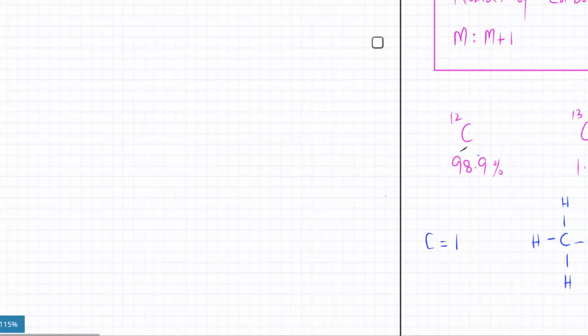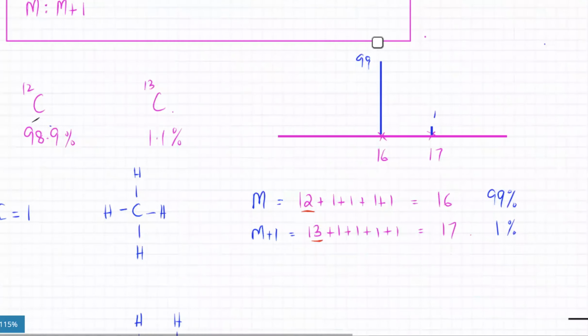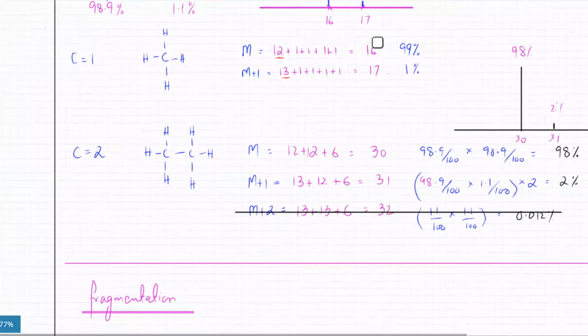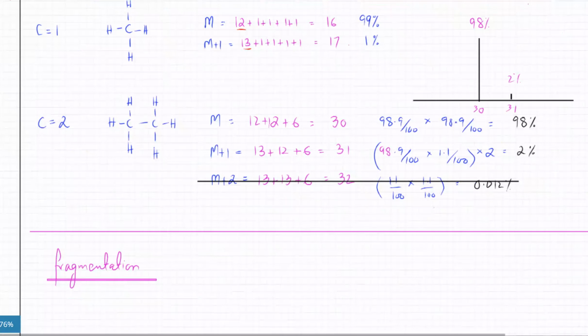Now, what will happen if a molecule has 2 carbon atoms? Here's a molecule that has 2 carbon atoms. How many masses could it have? Both of the carbons could be 12, so 12 plus 12, and 6 hydrogens. So that's 12 plus 12 plus 6, which gives you a mass of 30.